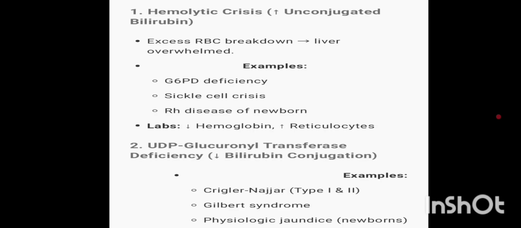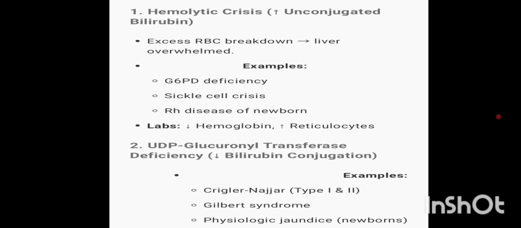And now imagine your body is breaking down red blood cells too fast. The liver can't keep up, leading to an increase in unconjugated bilirubin. This happens in conditions like G6PD deficiency, enzyme problem in red blood cells; sickle cell crisis, abnormally shaped red blood cells that break easily; Rh disease of the newborn, immune attacks on babies' red blood cells. Since too many red blood cells are being destroyed, lab results will show low hemoglobin, and high reticulocyte count as the body tries to compensate by making more and more red blood cells.